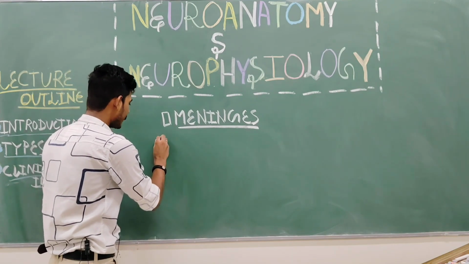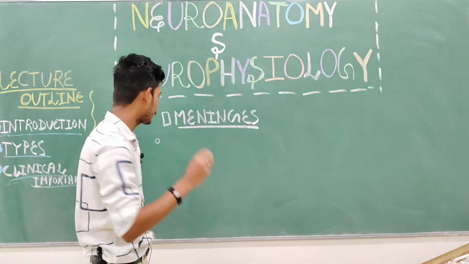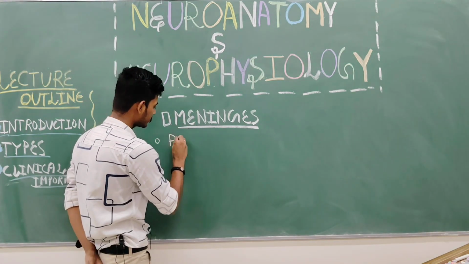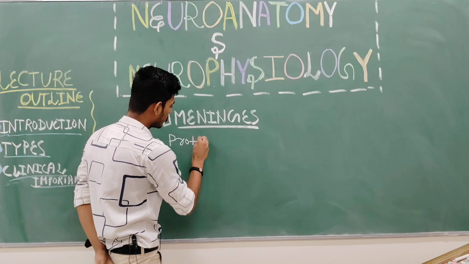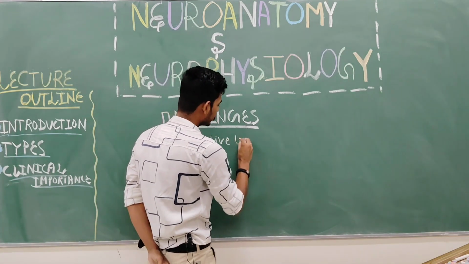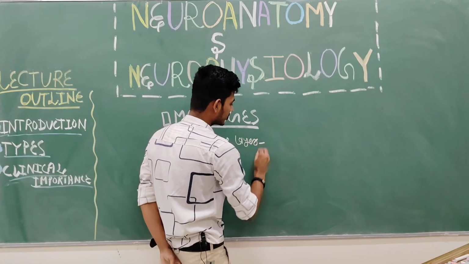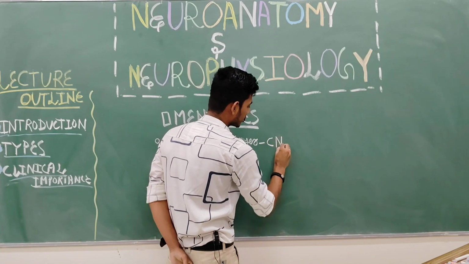As I said, it is a protective membrane in the central nervous system. It's a protective layer which covers the entire central nervous system.